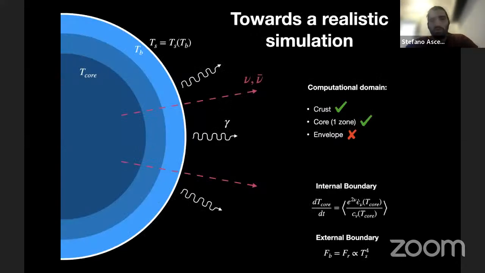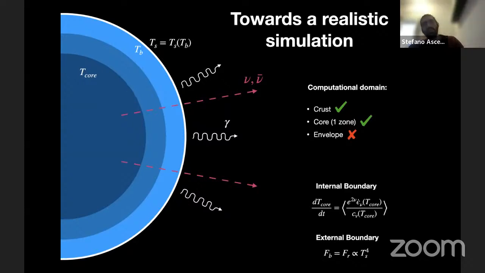Now I want to show you some runs which resemble a more realistic neutron star. But before doing it and concluding the talk, I just need to state what we are actually simulating of a neutron star, so what our computational domain covers. Basically, we simulate in great detail the crust of the neutron star. We also simulate the core, but only with 1 cell. So in our code, the core is described with only 1 cell.